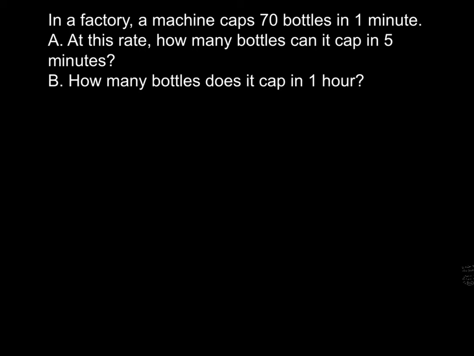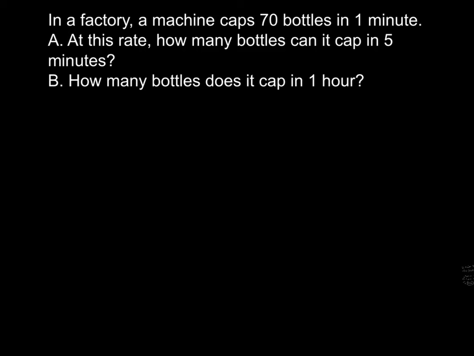Okay, so here's the one I want you to try. It's actually got two parts. In a factory, a machine caps 70 bottles in 1 minute. That is a unit rate. It caps 70 bottles per minute, we would say. At this rate, how many bottles can it cap in 5 minutes? And then how many bottles can it cap in 1 hour? Why don't you pause the video, see if you can answer both of those questions, and then you can check and see if our answers are the same.